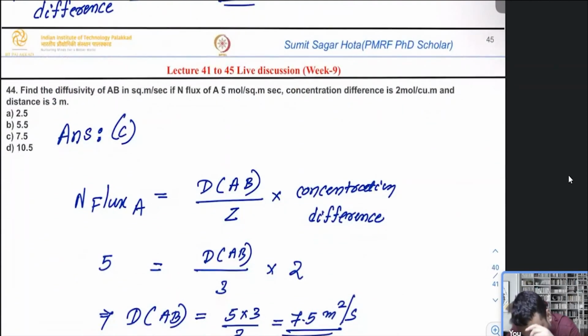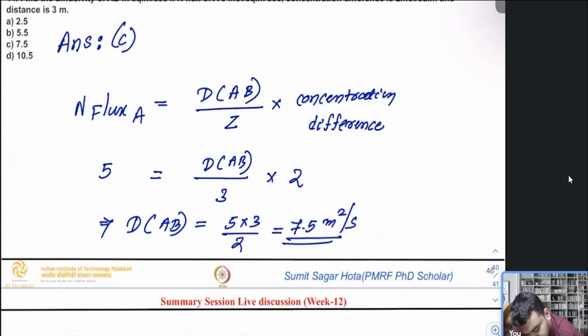Find the diffusivity of AB if the n flux of A is 5 mole per meter square second, the concentration difference is 2 mole per meter cube, and the distance is 3 meter. We already know the formula, n flux of A is equal to D AB divided by Z into the concentration difference. Just substitute the values and you get the value of D AB, which comes out to be 7.5 meter square per second.